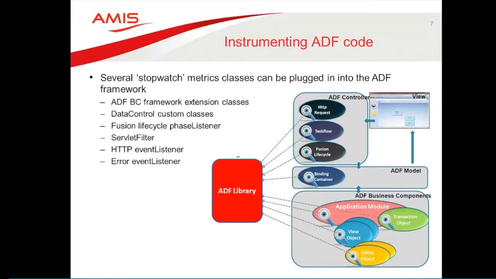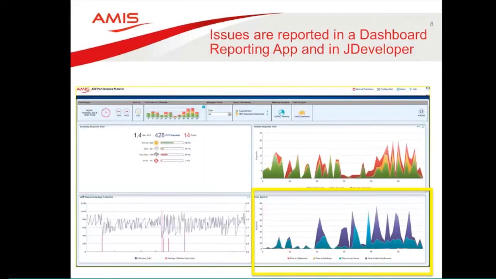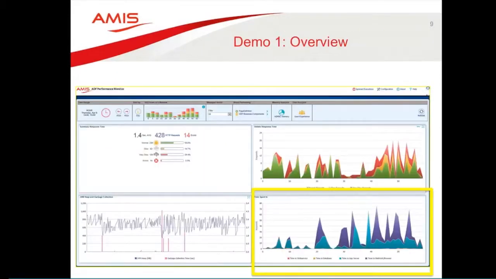So you attach an ADF library to your application, and all the instrumentation is in there. Then, in a background thread, after a request finishes, the metrics are saved into a database. They can also be written directly during development to the JDeveloper console log window. First of all, I will give a demo overview of the main features.